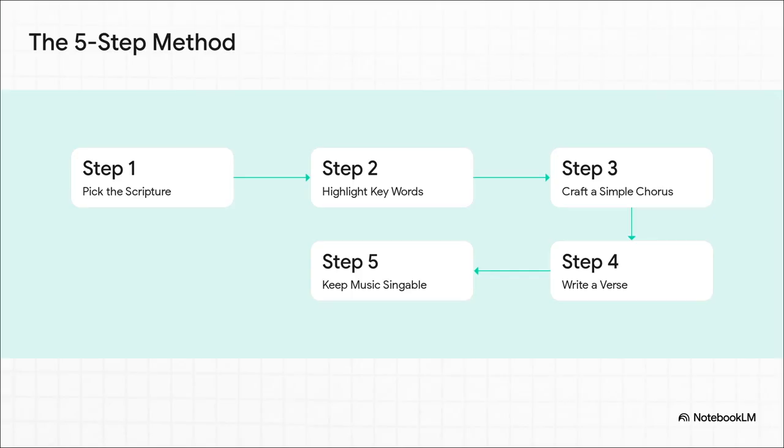Okay, that really clarifies the whole five-step process. I'll just quickly tick them off again. Step 1, pick a profound statement of scripture. Right. Step 2, distill it down to just two or three keywords. Step 3, build those into a simple, highly repetitive chorus, the memory anchor. Step 4, write a simple setup verse to give context. And step 5, always check, keep the music singable. Tempo, range, chords. Got it.